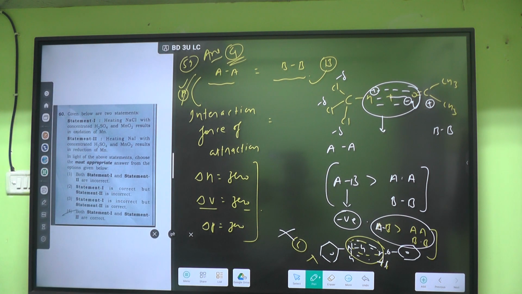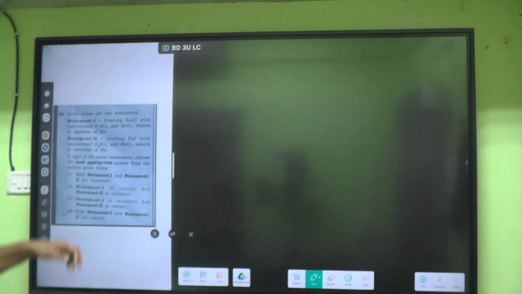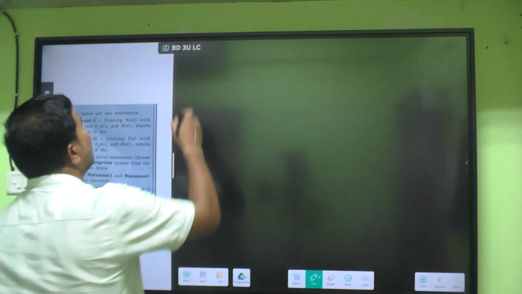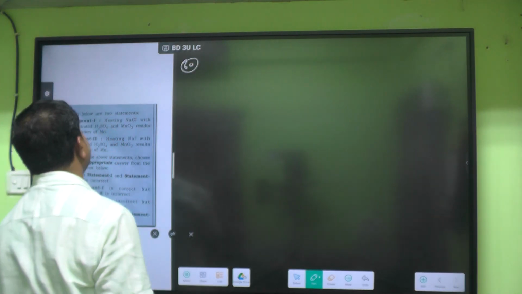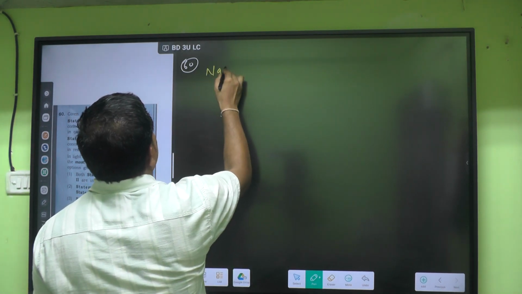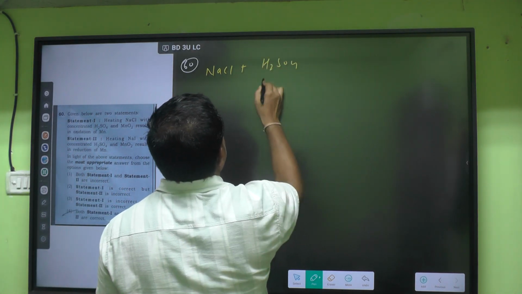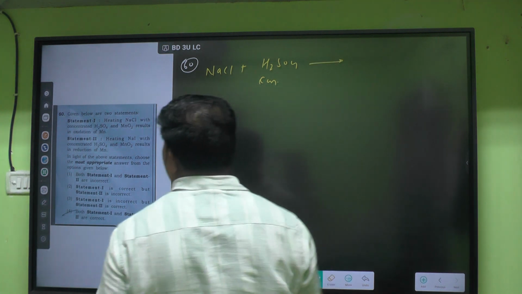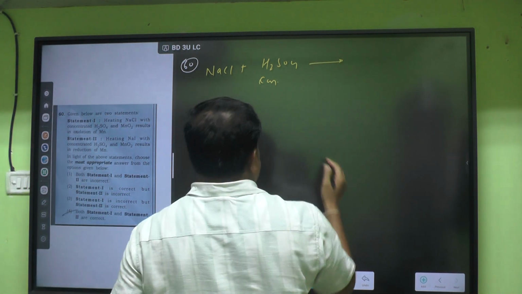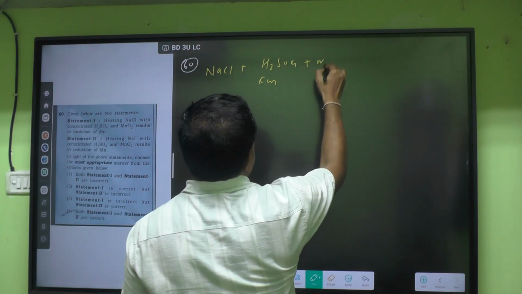Now question number 60. Given below are two statements: heating of NaCl with concentrated H2SO4 and MnO2 results in the oxidation of Mn. Remember, what is given here? Heating of NaCl with concentrated H2SO4. NaCl is given plus concentrated H2SO4, with MnO2. MnO2 is also given.